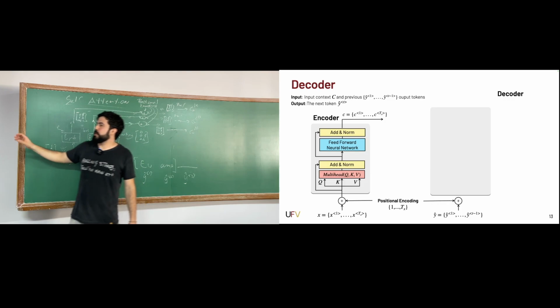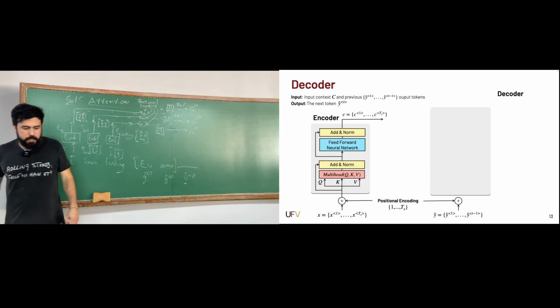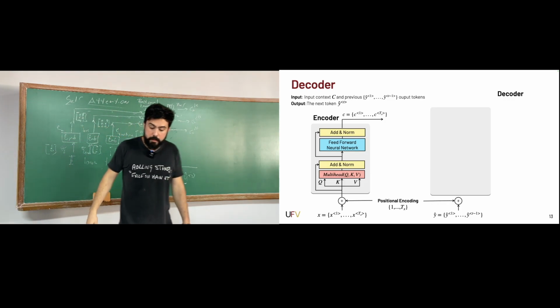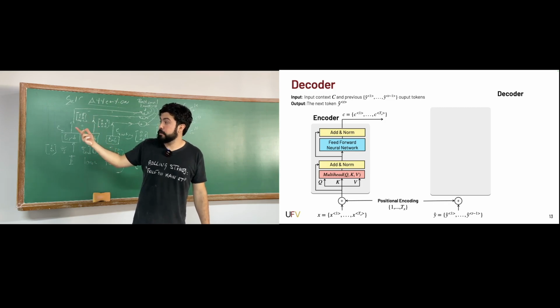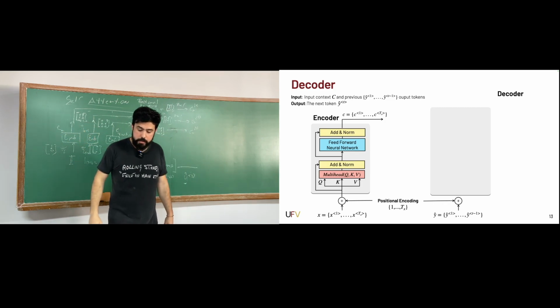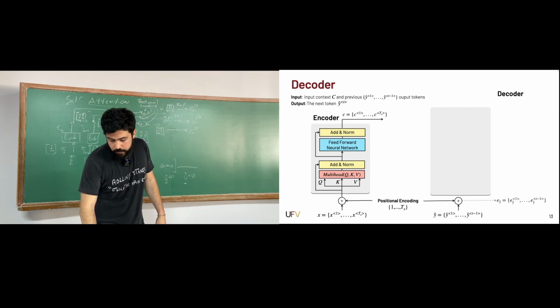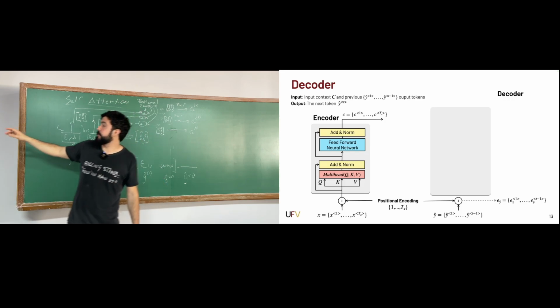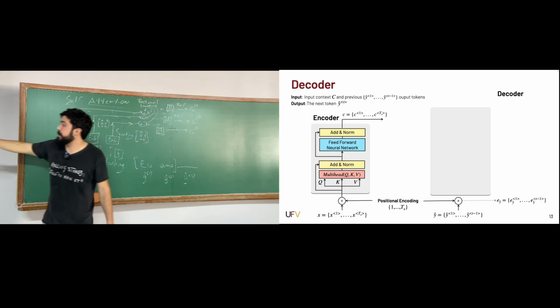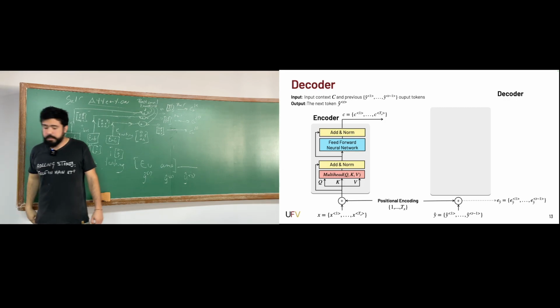So I'm going to do positional encoding for this decoder input, or the previous words. And this is similar to what happens there, right? I'm just adding positional information to my decoded words so far.